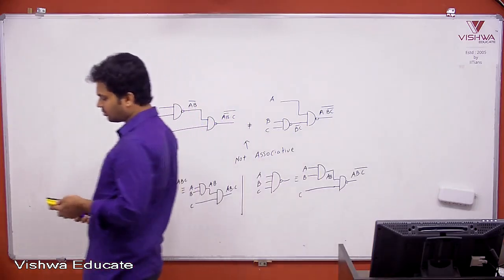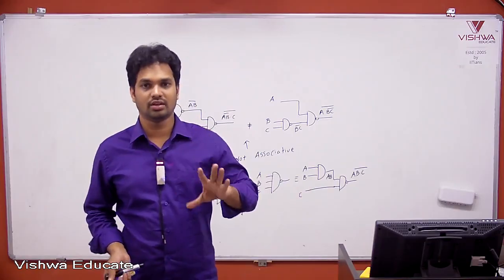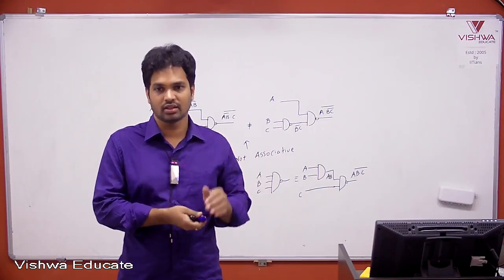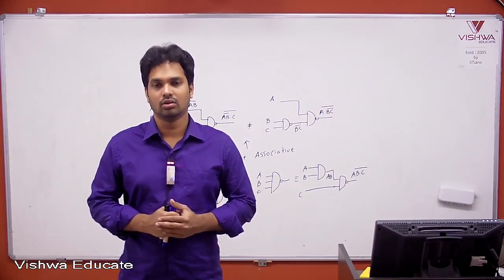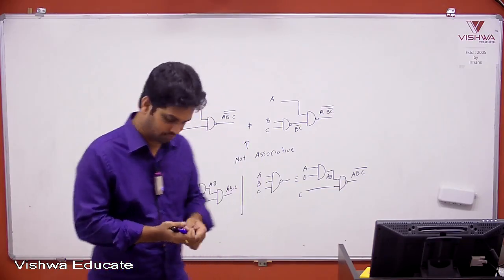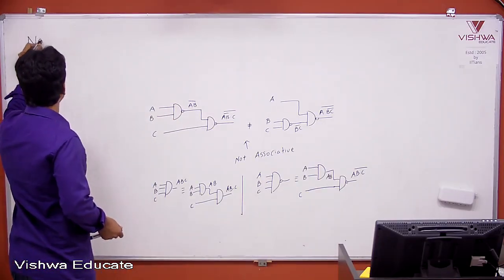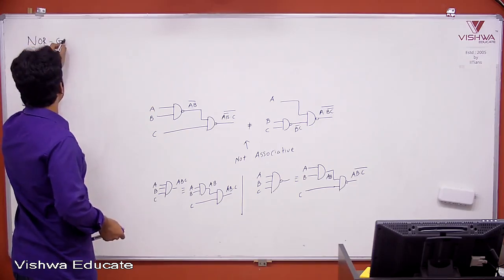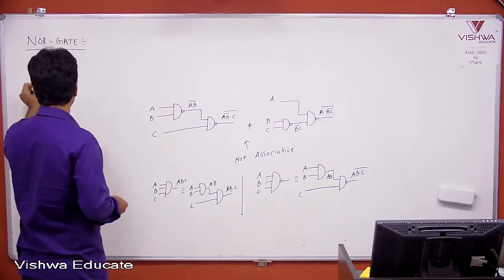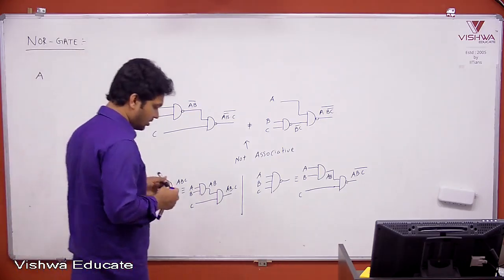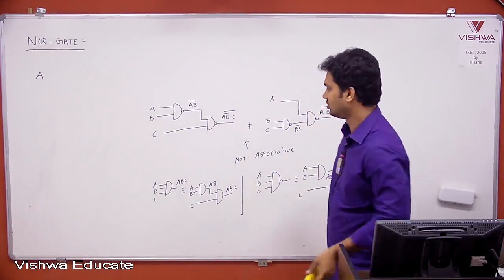See, now let us discuss the next gate among the universal gates. I will prove it as a universal gate. First, let us understand the concept of the NAND and NOR gates. Then I will prove they are universal gates. Now keep the heading NOR gate. You can understand, similar to NAND: NAND means inversion of the AND gate, NOR means inversion of the OR gate.